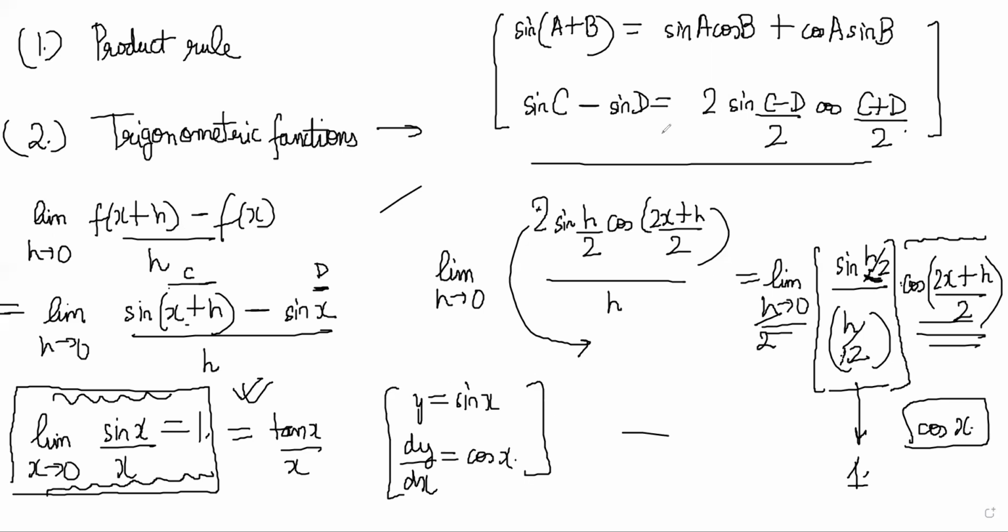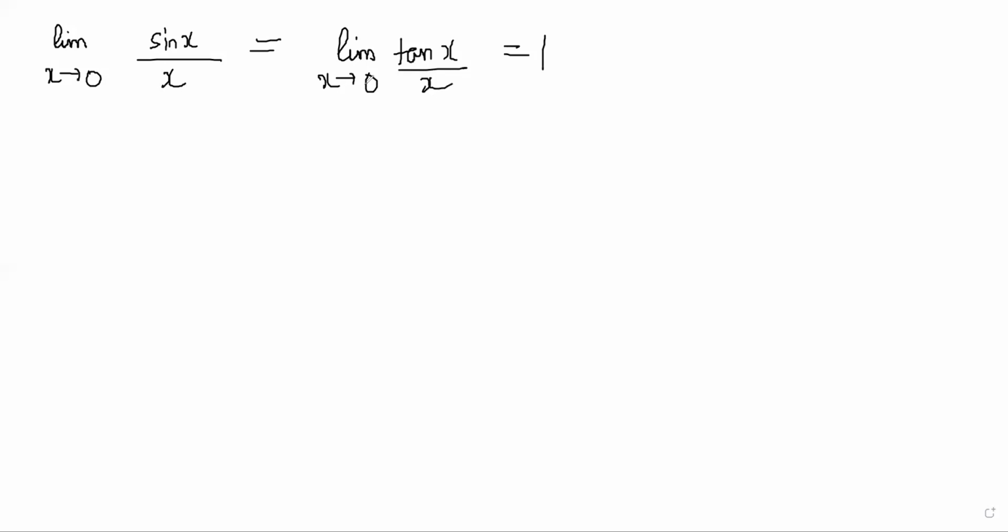So the proof involves a little bit of trigonometry, one formula here, and knowledge of this particular limit, right? Yes, sir. So let's prove this limit. We have to prove that limit x tends to 0, sin x by x is equal to limit x tends to 0, tan x by x. That also is equal to 1. Okay. Both of these things are equal to 1.